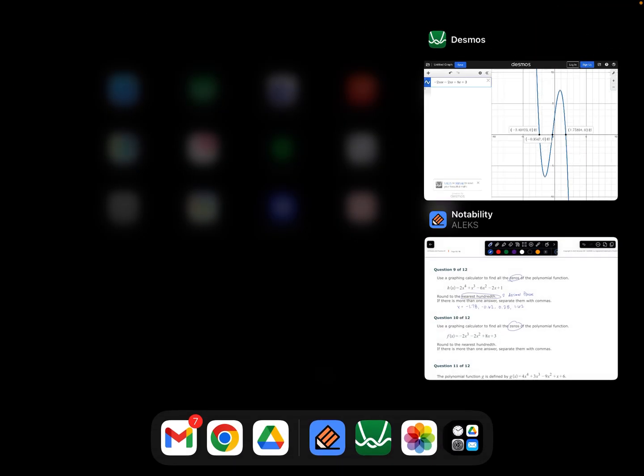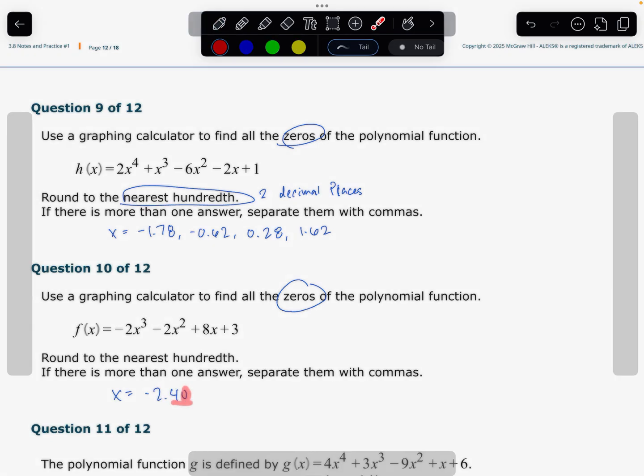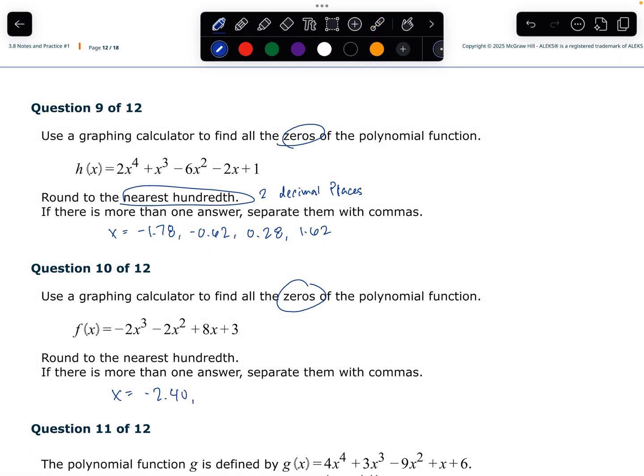So there you go. So I would type in x is equal to negative 2.40. Make sure that you do include 0 if that is indeed the second decimal place. It might mark you wrong even if you don't have it, which is kind of ridiculous. So negative 0.35 and then 1.76.